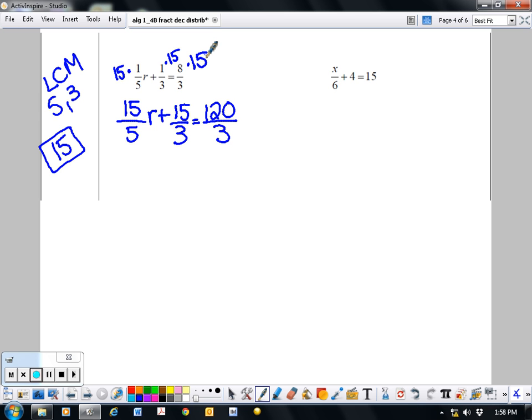Now I go ahead and divide. So 15 divided by 5 becomes 3. 15 divided by 3 becomes 5. And 120 divided by 3 becomes 40.